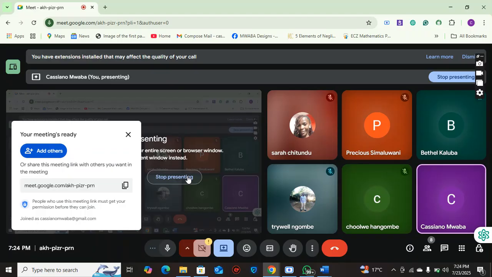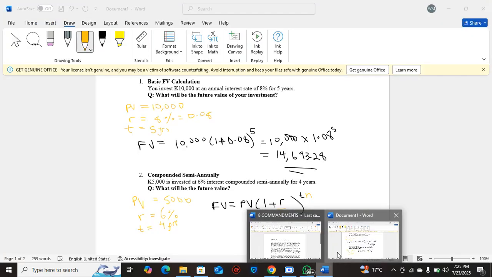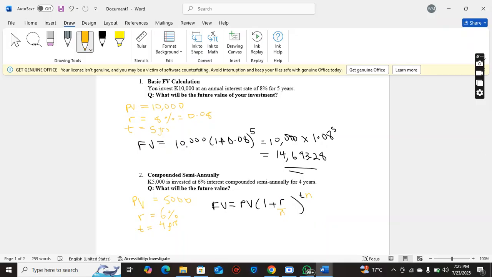So in those 4 years, you'll be paid a total of 8 times. Year one, you'll be paid interest 2 times. Year two, 2 times. Year three, 2 times. Year four, 2 times. So in total, you'll be paid interest 8 times throughout this 4 year period. That's why we're dividing the rate by the number of compoundings.